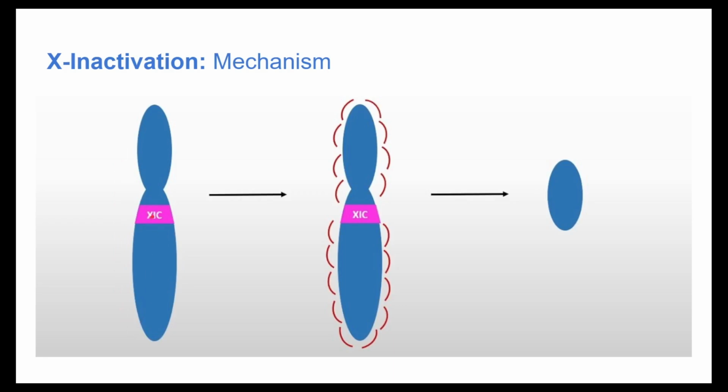If Xist is off, because it's methylated, the whole chromosome is on. However, if Xist is on, it's not methylated, so it is going to make stuff. It is going to express this Xist RNA. The Xist RNA is going to coat the X chromosome. That is going to inactivate this X chromosome and turn it into a Barr body. So, Xist is on, so the whole chromosome is off.